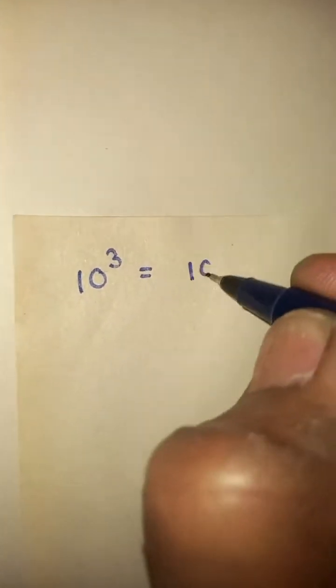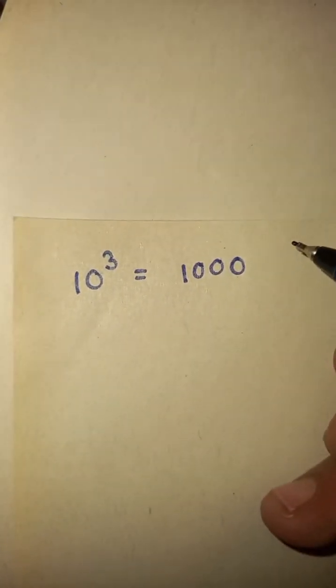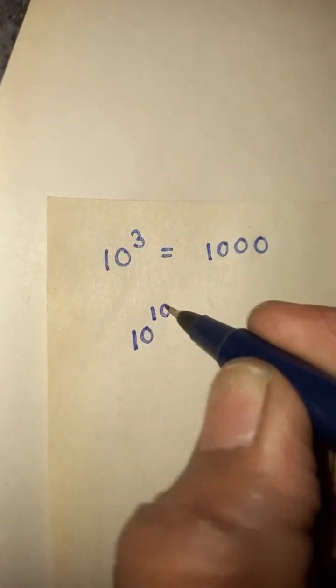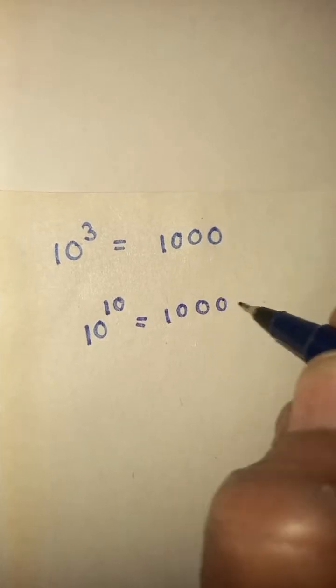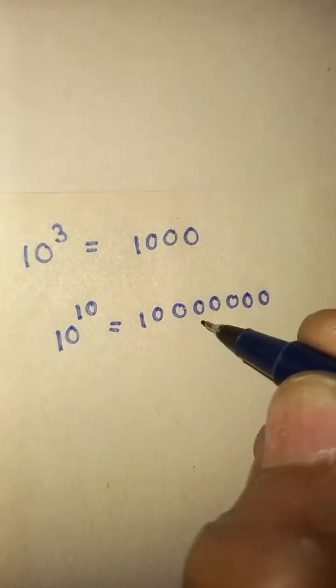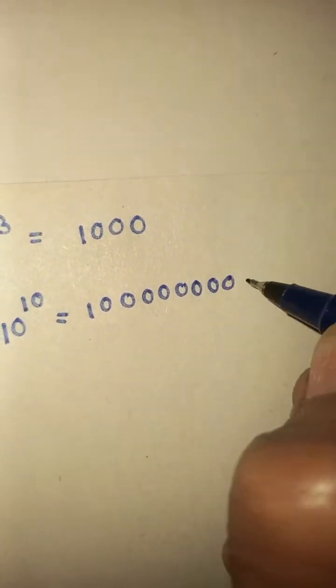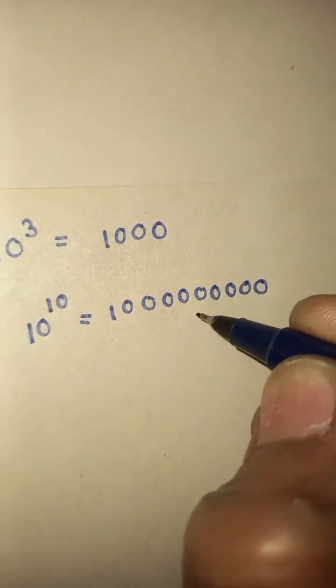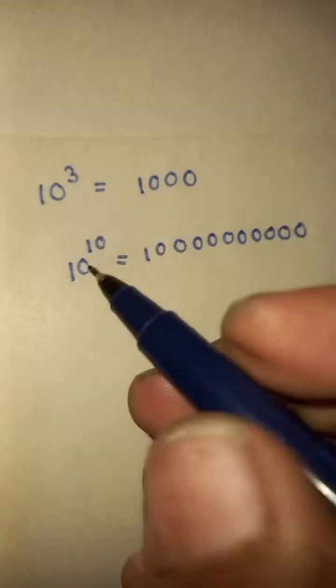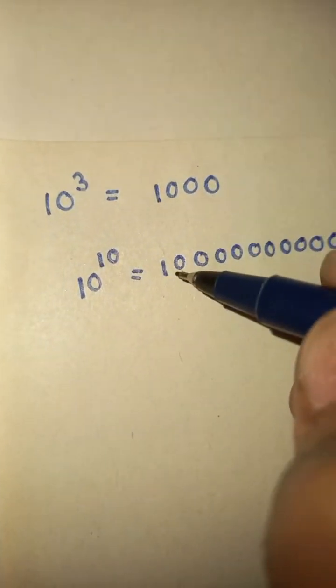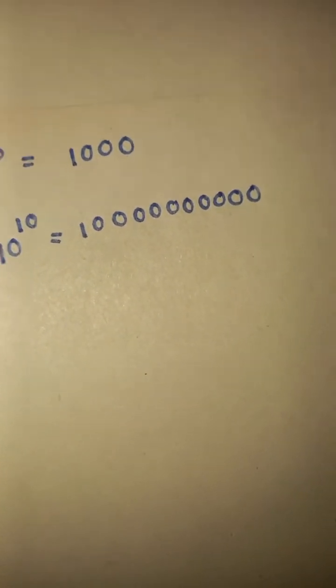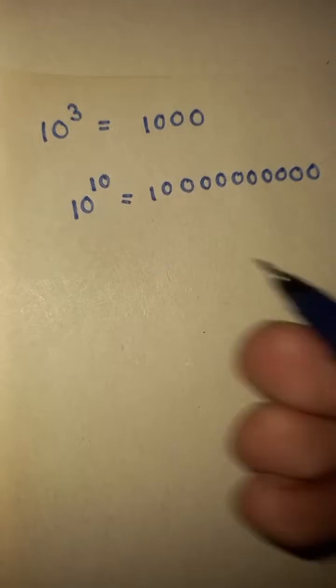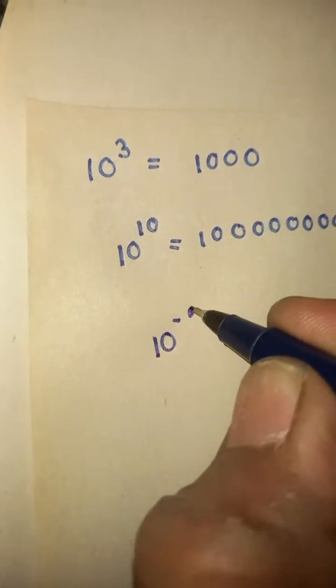Here if they give 10 cube, it is 10 times 10 times 10, whose meaning is 1 followed by 3 zeros. If it is 10 power of 10, it means 1 followed by 10 zeros. 1 2 3, 1 2 3, 1 2 3, and 1 more, 10 zeros. As the exponent number increases, the number becomes extremely big. In the same way, if they give negative exponents, it becomes extremely small.